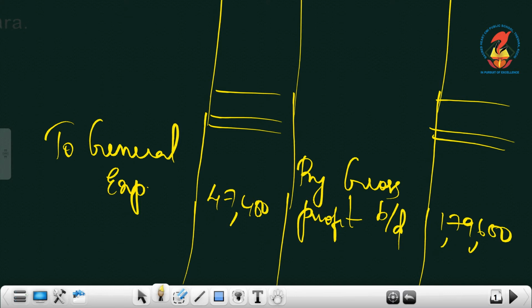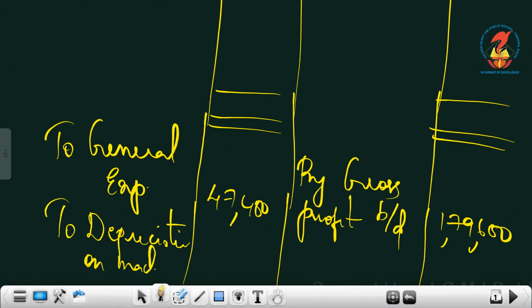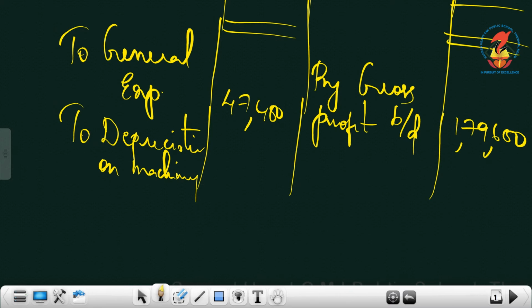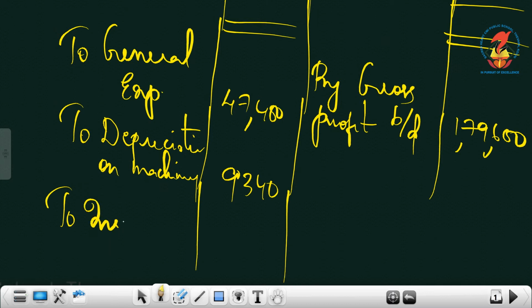The next one: we have put a tick mark against machinery because we have depreciation on machinery. So you have to write that now. Depreciation on machinery is an indirect expense, so debit it here. 10% on machinery is 9,340. Then insurance is given, no adjustment for that. Directly you can write it in the outer column. To insurance 13,150.